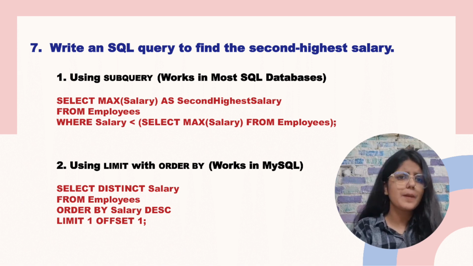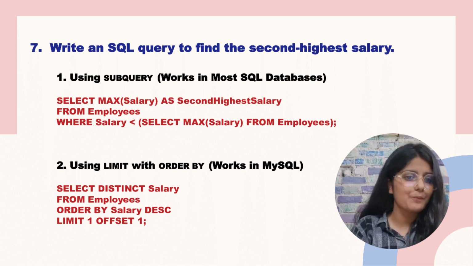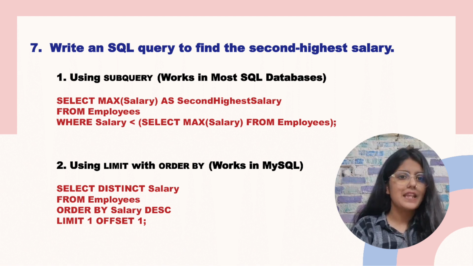MySQL. The first approach involves using a subquery where you find the maximum salary that is less than the highest salary. This can be done by selecting the maximum salary from the employee table, excluding the highest salary. The query will look like: select max salary as second highest salary from employees where salary is less than the same query in the subquery. So this is using a subquery. Second, we can use the approach that uses LIMIT and ORDER BY to directly order the salaries in descending order and select the second record. So these are the two ways to find it. There can be more ways, but these are two appropriate ways to find the second highest salary.